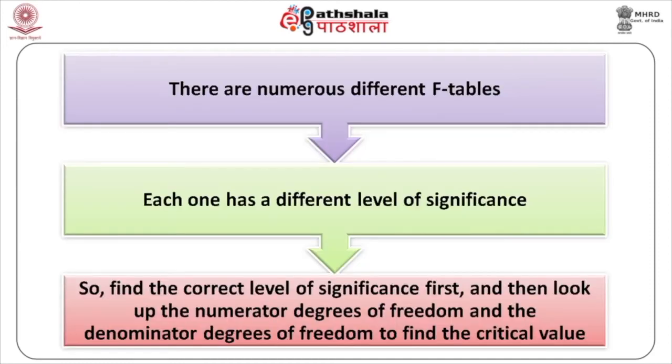There are numerous different F tables. Each one has a different level of significance. So find the correct level of significance first, and then look up the numerator degrees of freedom and the denominator degrees of freedom to find the critical value.